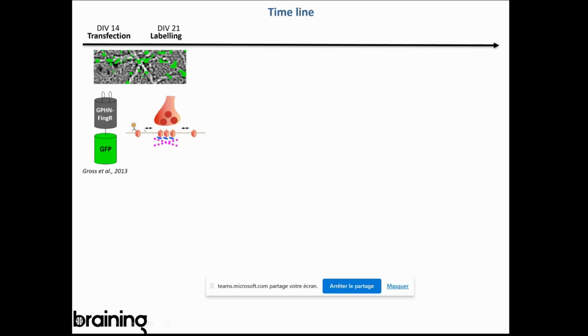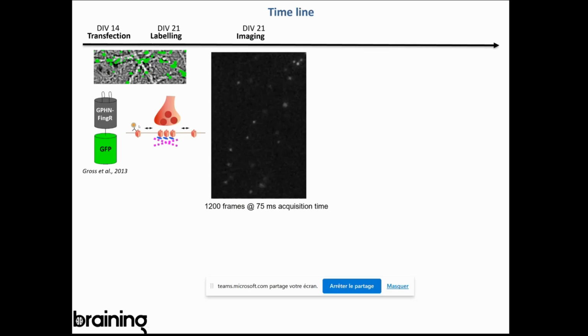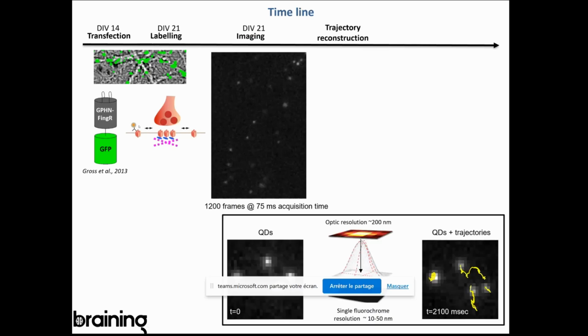It's accessing only the extracellular receptor, and the quantum dot is coupled to this antibody. Then you acquire the movie, and as you can see here, there are many quantum dots in this movie. Usually we do 1200 frames, so it means we acquire 1200 images in real-time mode. So every 75 milliseconds we accumulate an image, which is going to show the mobility of the molecule over time.